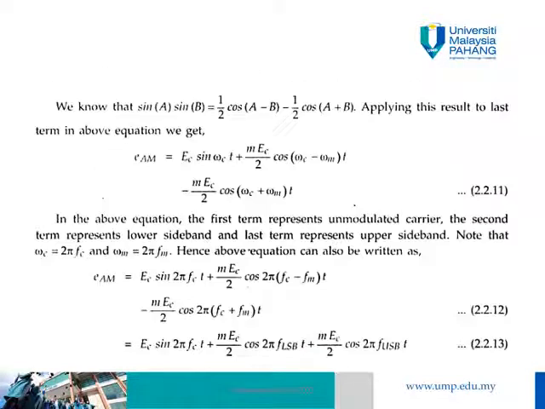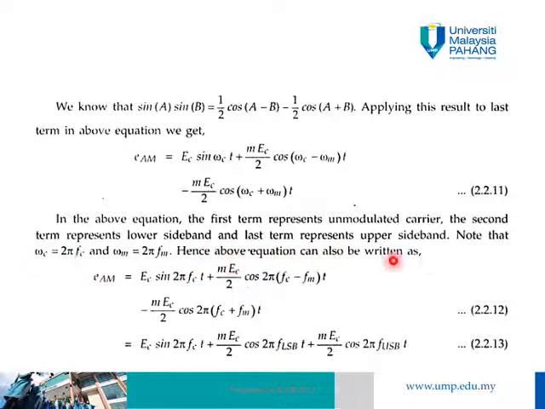of cosine. As we know from trigonometry, sine A sine B equals half of cos A minus B minus cos A plus B. Applying this result to the last term in the above equation, we get this equation. Solving this, we get the next equation. In the above equation, the first term represents the unmodulated carrier, the second term represents the lower sideband, the last term represents the upper sideband. Note that omega C equals 2 pi FC and omega M is 2 pi FM.